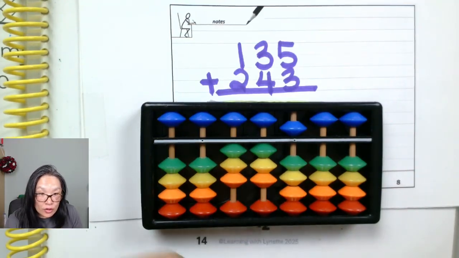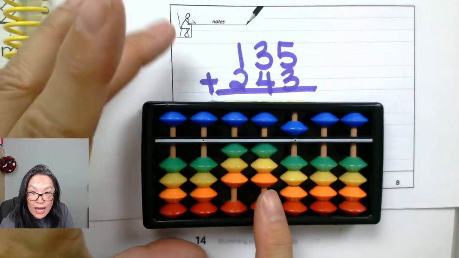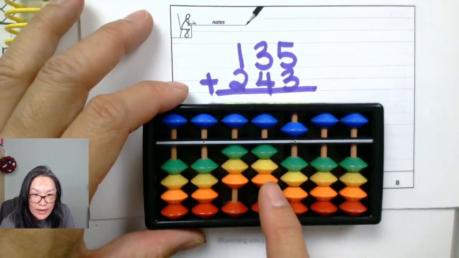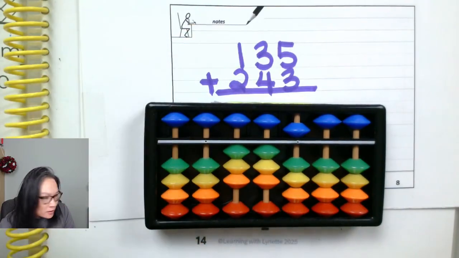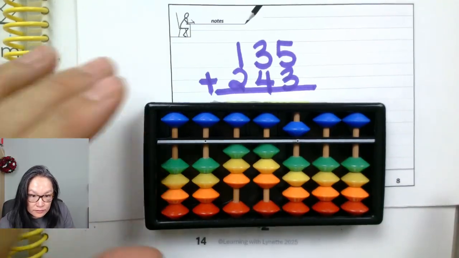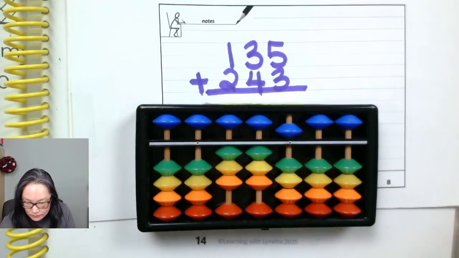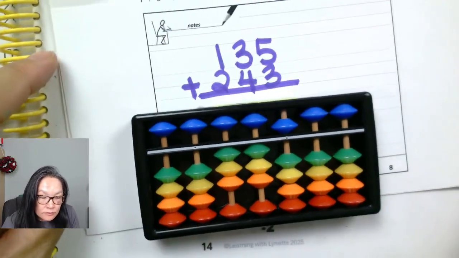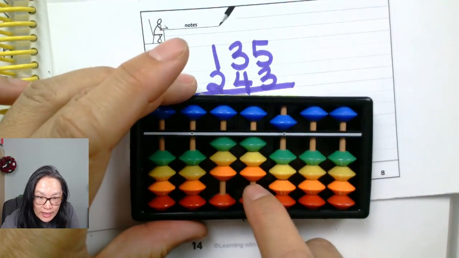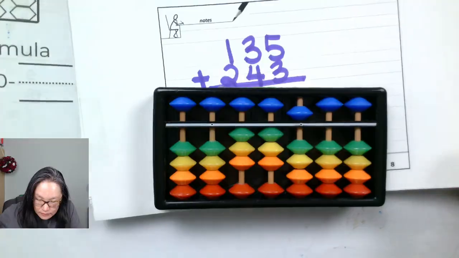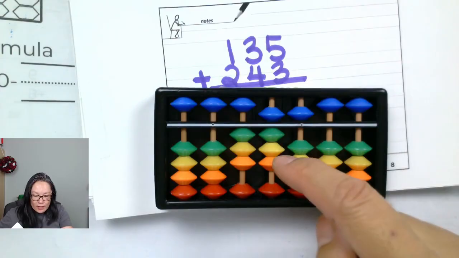Can I add the 4? No, I cannot add the 4. What do I do? How do I add the 4 here? Thank you, Num Num. I want to add the 4 here. How do I do it? Yes, Num Num. Plus the 5 minus the 1.